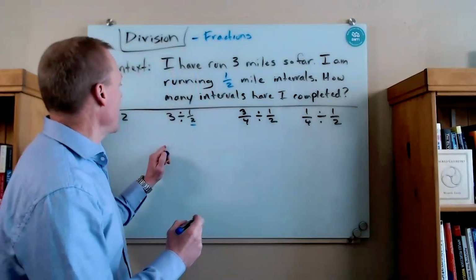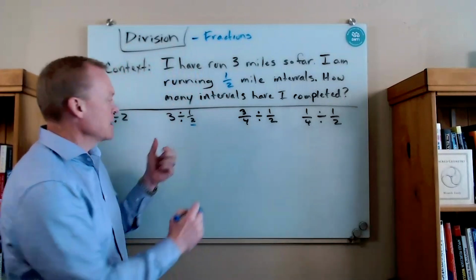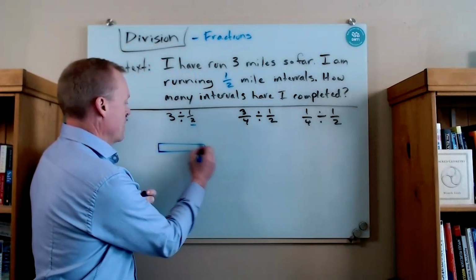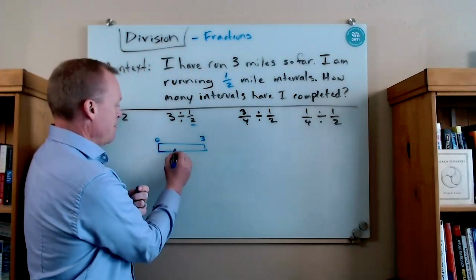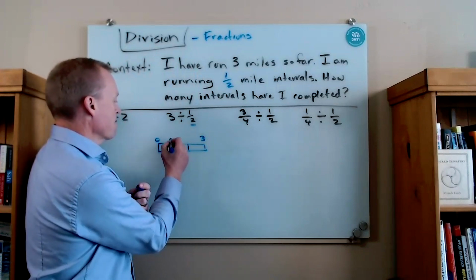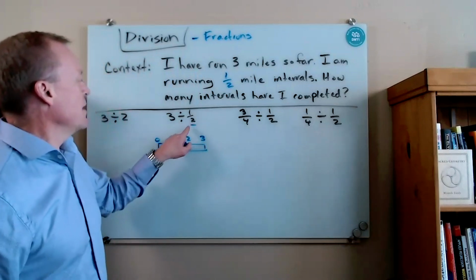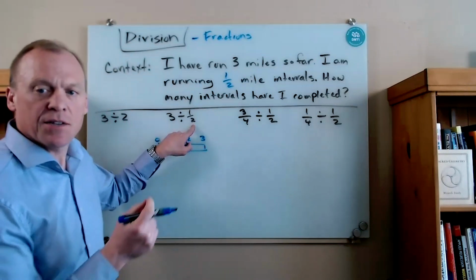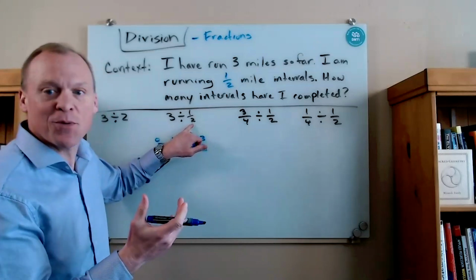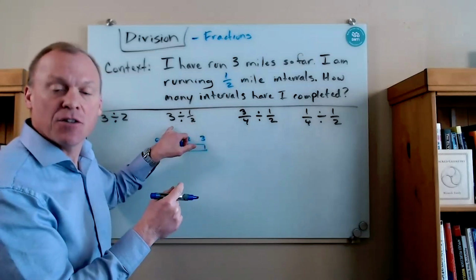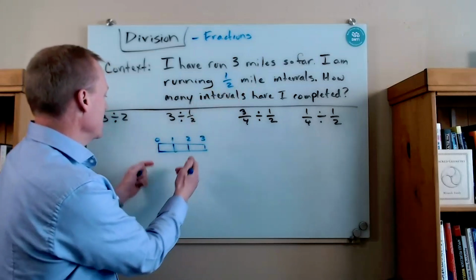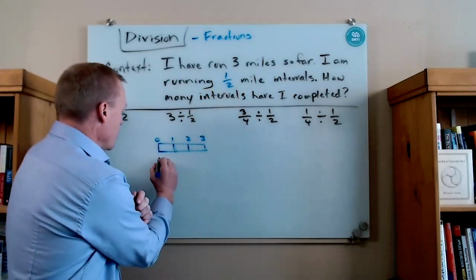Okay, if you're coming back, the 3 is going to be our dividend. It's the amount that we have, and I'm going to model that with a bar model. I have a 3, and I partition that into 3 equal sections, 1 and 2. In this case, the divisor tells us the question I like asking all the time with division: how many halves fit into 3? So here, how many half-mile intervals? An interval is going to be a 1/2 mile.